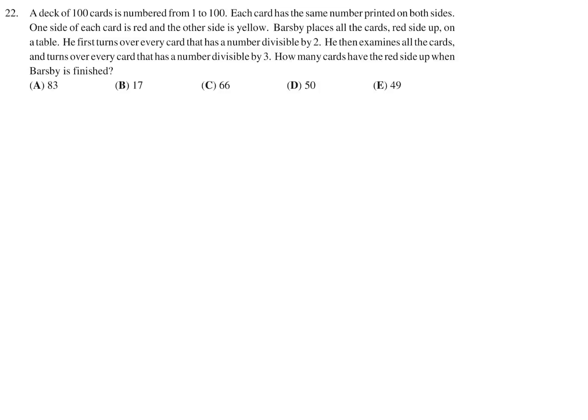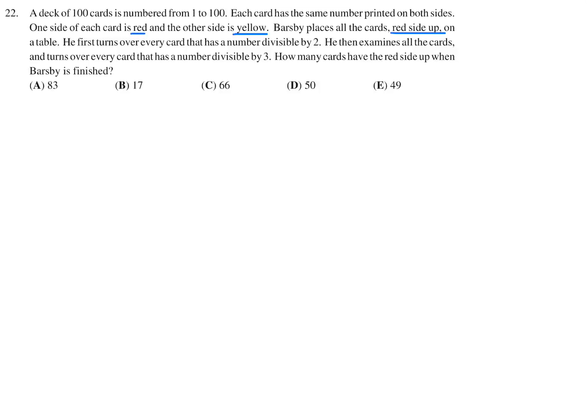A deck of 100 cards is numbered from 1 to 100. Each card has the same number printed on both sides. One side of each card is red, and the other side is yellow. Barsby places all the cards red side up on a table.